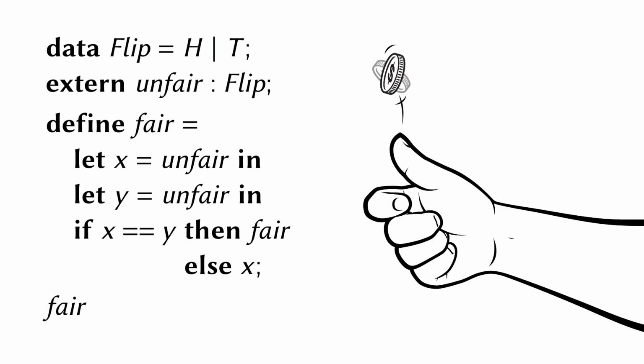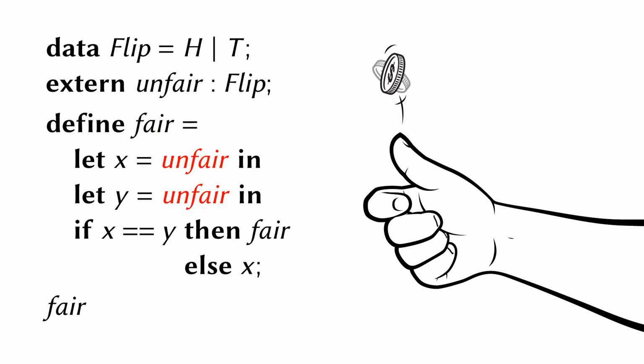Here's how you express this trick in our probabilistic programming language. We define a data type flip, which has two elements. We also declare a distribution over flip, called unfair, without specifying yet its probabilities for heads versus tails. We then define fair using unfair.